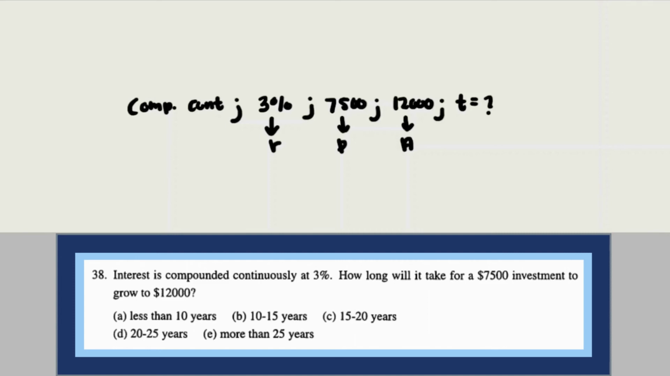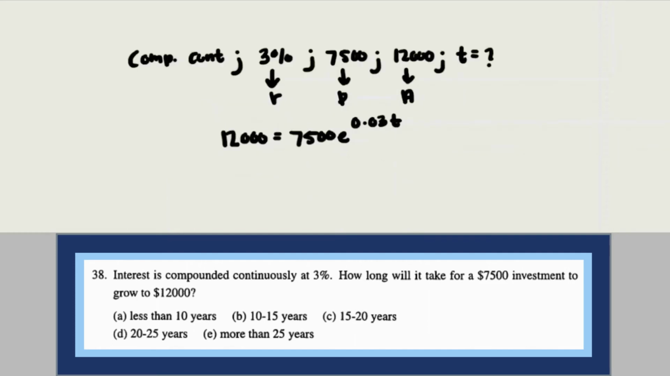So basically our A is going to be 12,000, equal to our initial amount, $7,500, times e. And then remember, we're going to convert our 3% to a decimal, so we're going to do 3 divided by 100, which is 0.03. And then our t, we don't know what t is. To solve for t, the first thing we're going to do is divide by 7,500 on both sides. When we do that, 12,000 divided by 7,500 will give us 1.6, equal to, and then this will just leave us with e to the 0.03t.